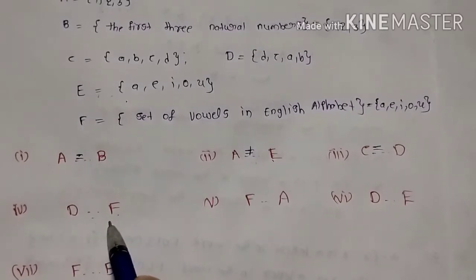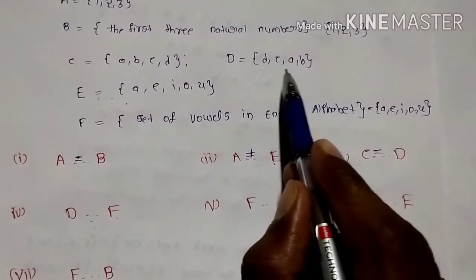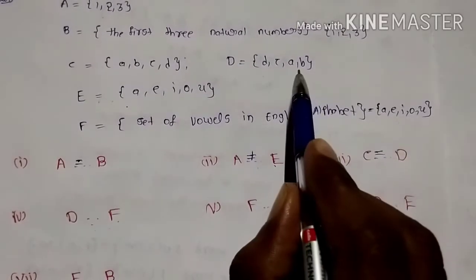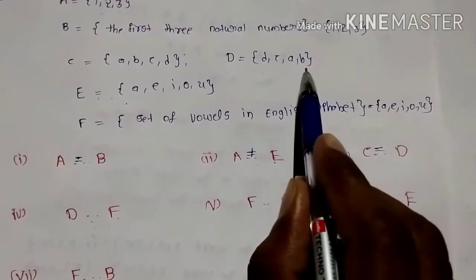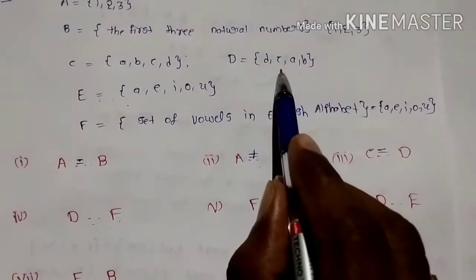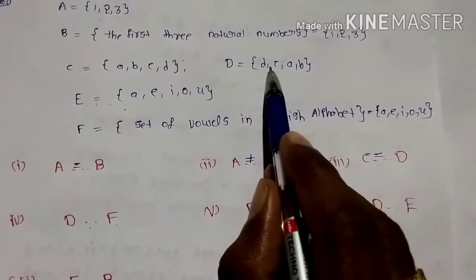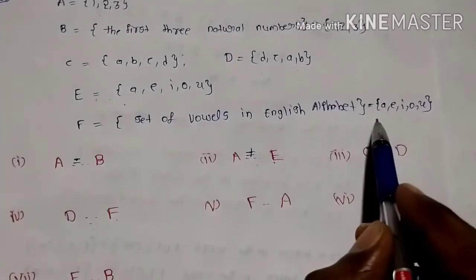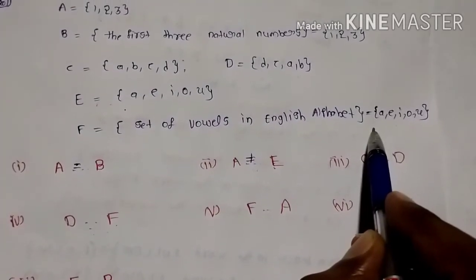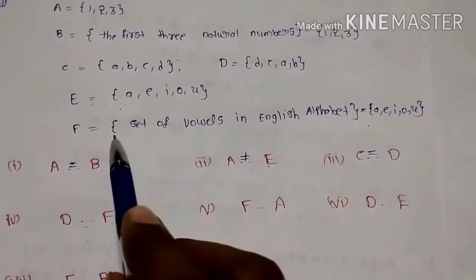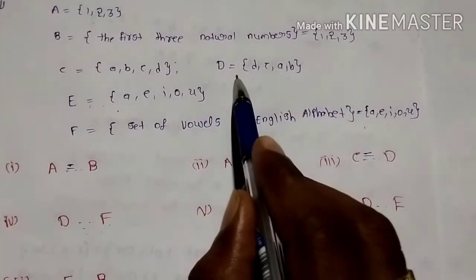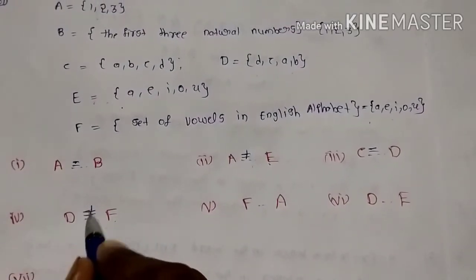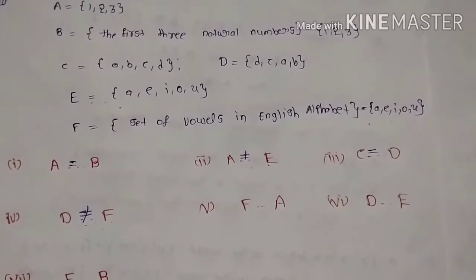D and F. D means {d, c, a, b}, and F means {a, e, i, o, u}. Only a is available in both sets D and F, but not all the elements. Yes or no? That means all the elements of set D are not in set F, and in a similar way the elements of F are not in set D, so you can directly mention it's not equal. We already discussed it.